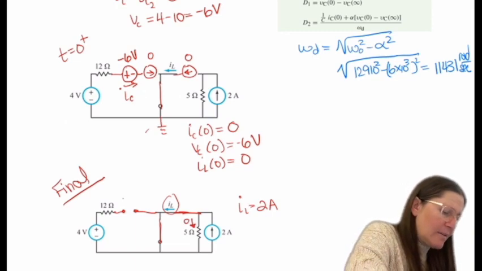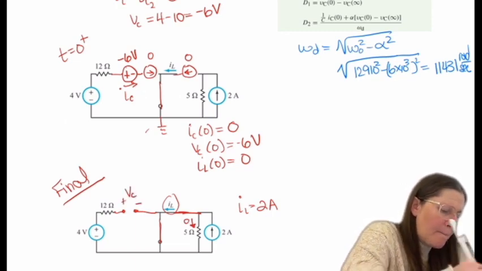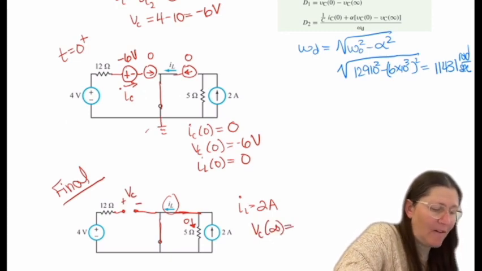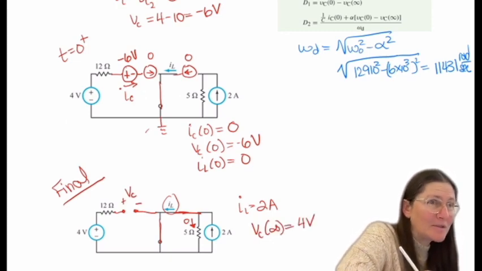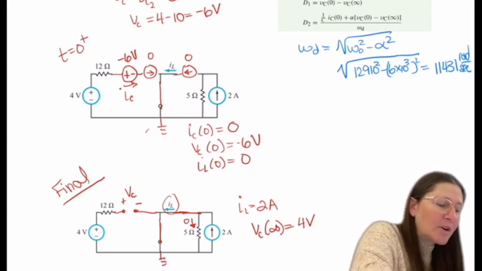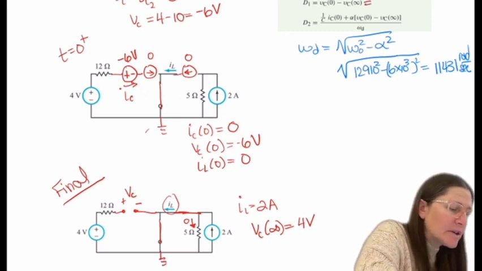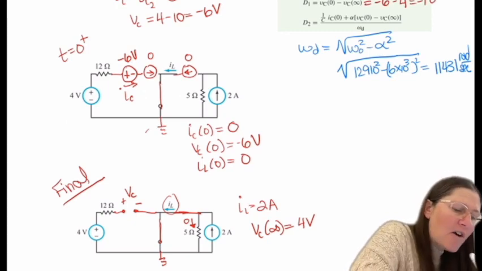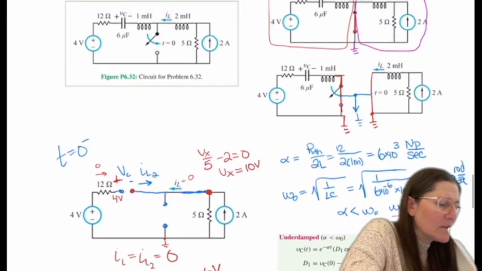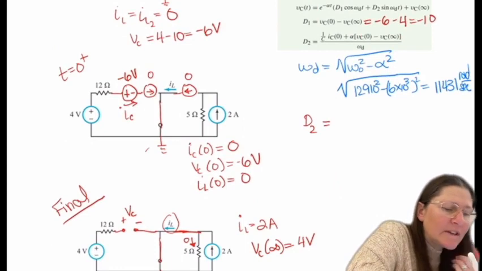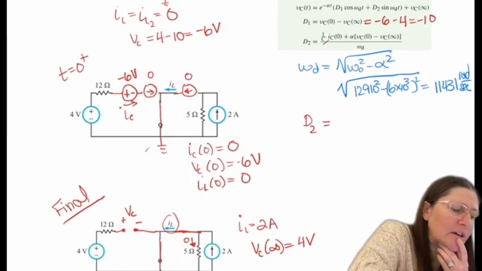And then the voltage across here will be what? I heard somebody say it, 4 volts, correct. That one will be 4 volts. Okay, so VC0 was -6, -4 for -10. And D2 will be, what was C? It was 6 micro, but IC0 is 0, so that goes to 0.